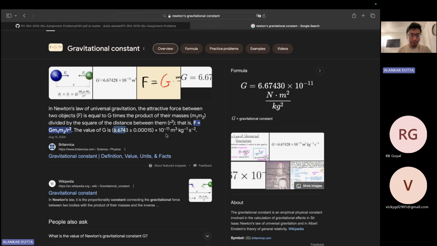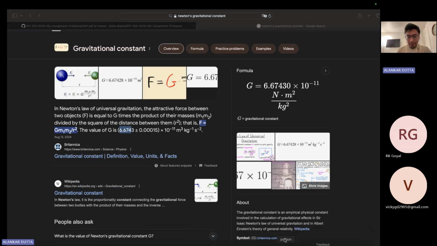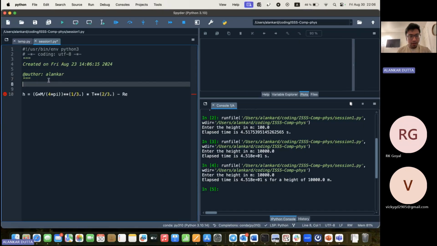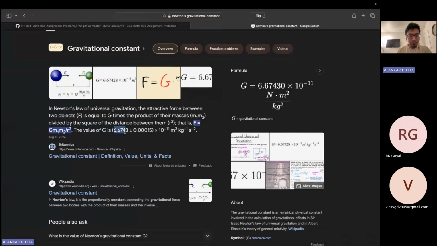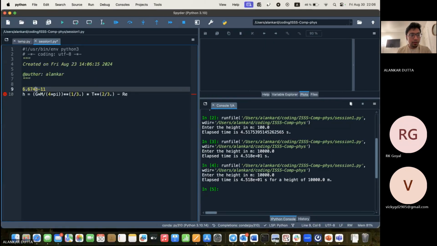So keep in mind that the other things that we will be getting should also be in SI. Okay, so let's go back in here and put the value of Newton's gravitational constant. I think the power is minus 11 as far as I can remember. Let me see. Yes, 6.674 times 10 to the minus 11. There's a 3 in here as well. Okay, so this is G in SI units.